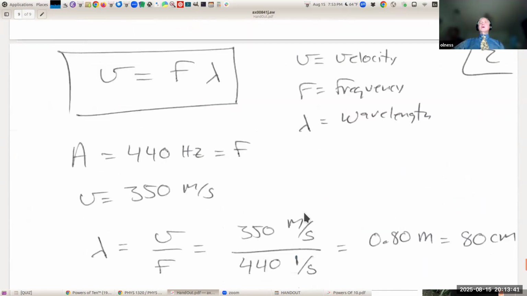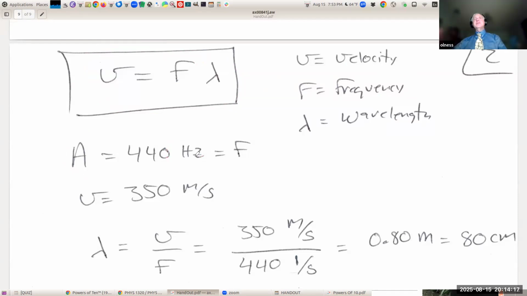Let me do one other example that you're going to need to know for the exam or quiz on Tuesday. This is one of the key formulas we're going to be using throughout. It says the velocity of the wave is equal to the frequency times the wavelength. Okay, velocity, frequency, wavelength. So let's take A440, your tuning note. That's measured in hertz, and hertz is cycles per second.